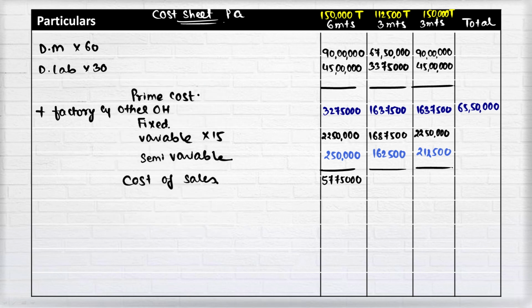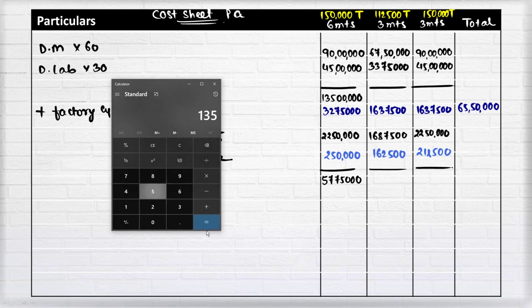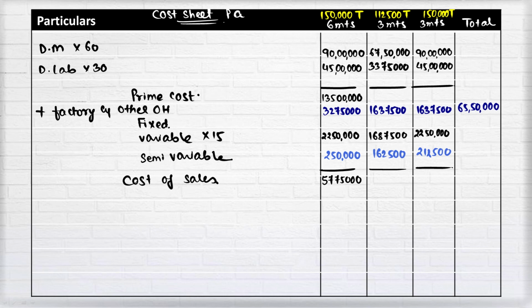Yes, this is pending, right? This is 135 lakhs. This answer will be 135 lakhs plus 57 lakh 75,000. That is 192 lakh 75,000.